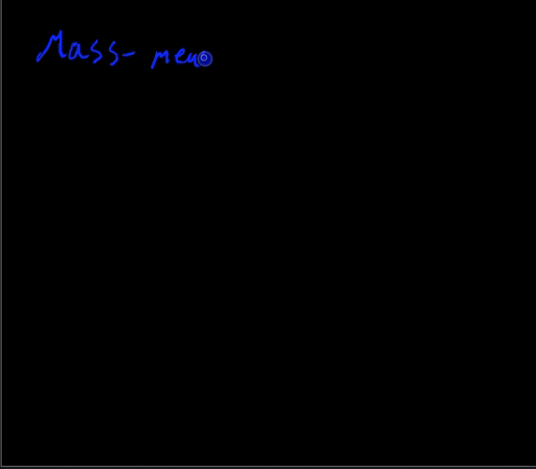Mass, a measure of inertia. And remember, last time we defined inertia as the tendency for objects to keep doing what they're doing. So an object at rest tends to stay at rest, and an object in motion wants to stay in motion. So with inertia, objects want to keep doing what they're doing.